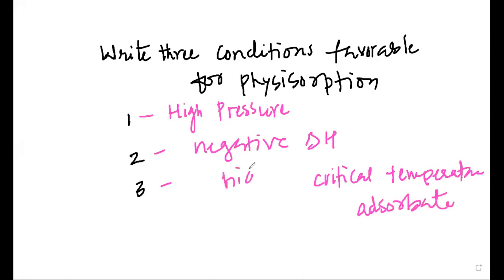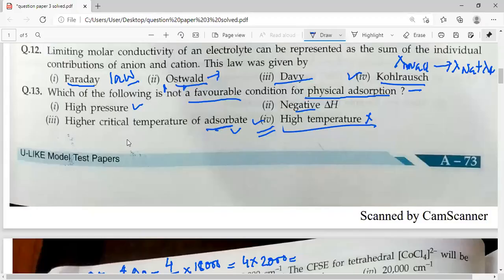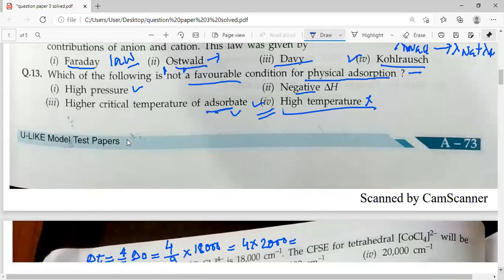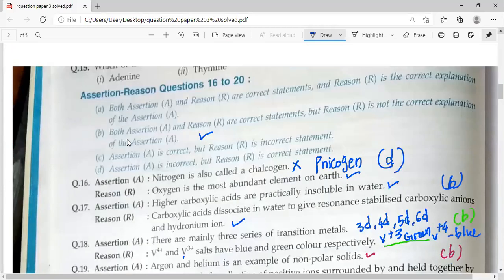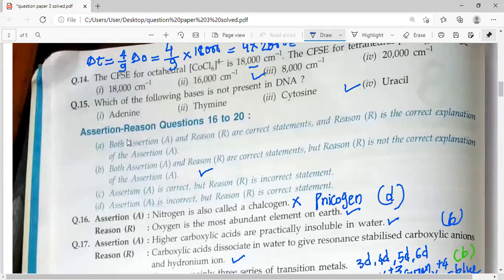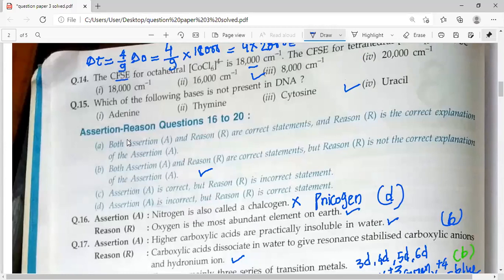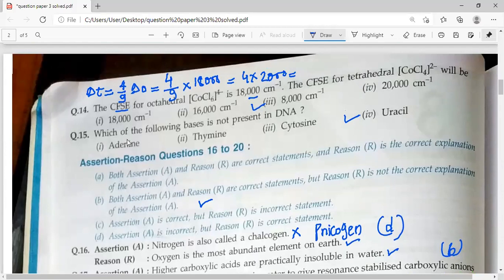So the adsorbate should have high critical temperature, my dear students, so that the physisorption takes place easily and in a better way. Please remember these conditions; they are very important points. Then we have the next question. The CFSE for octahedral CoCl6 4- is 18,000 centimeter inverse. The CFSE for tetrahedral CoCl4 will be, that is what they are asking.